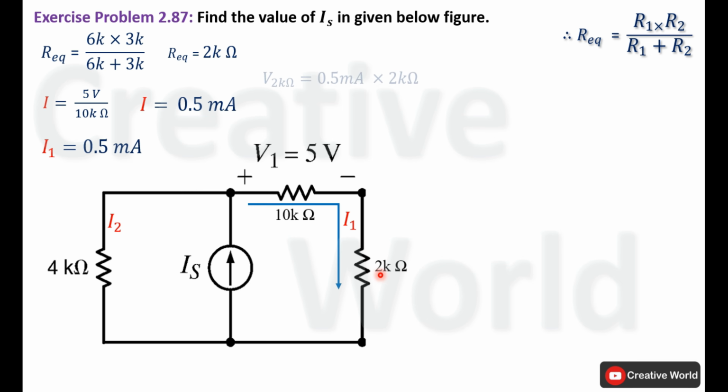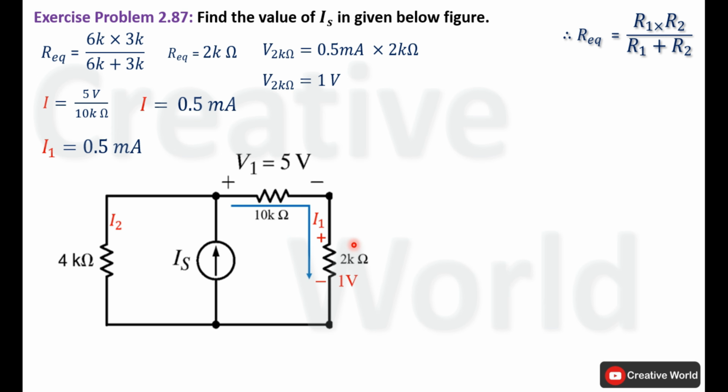So using Ohm's law, we will calculate voltage across this 2 kilo ohm resistance. That will be the product of I1 and the value of resistance. Voltage across 2 kilo ohm resistance will be the product of 0.5 milliampere and 2 kilo ohm. It will become 1 volt only. So 1 volt will be appearing across this 2 kilo ohm resistance. Voltage polarity across this 2 kilo ohm resistance will be positive terminal here and negative terminal here because the current entering terminal is taken with positive sign.